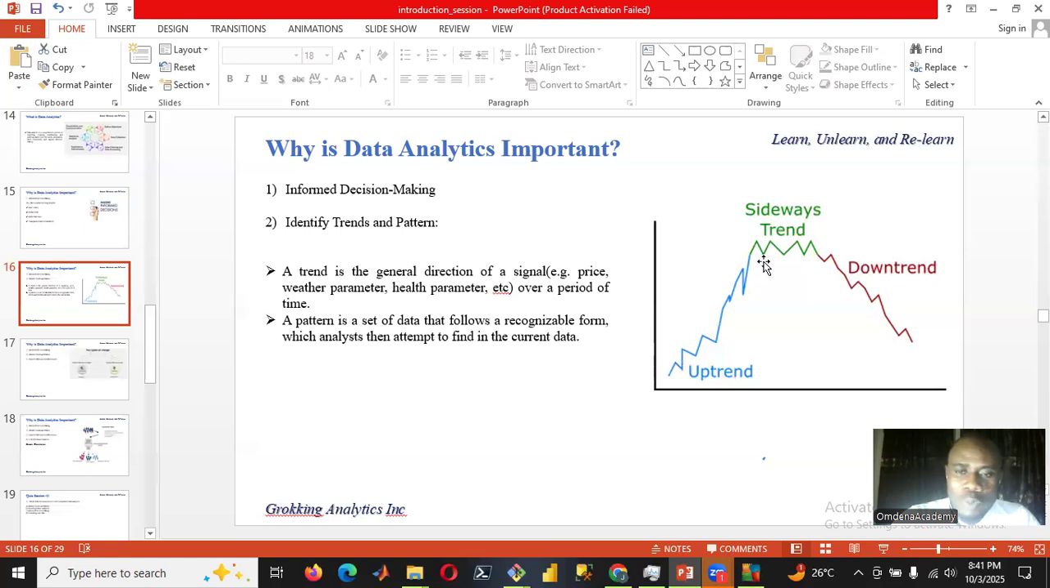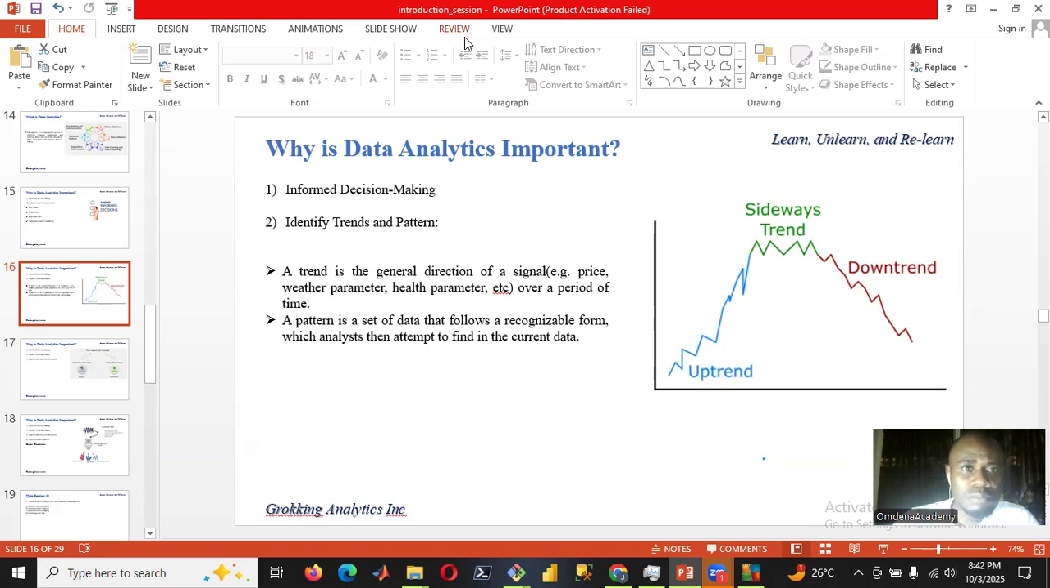You can see there's an upward trend, there's a downward trend, and then there's the sideways trend. All this, the entire line here, is called a trend, right? The entire line, starting from this blue down to this red, is a trend. But then there's something called pattern. What pattern is saying is that, for instance, you can see that there is a drop.